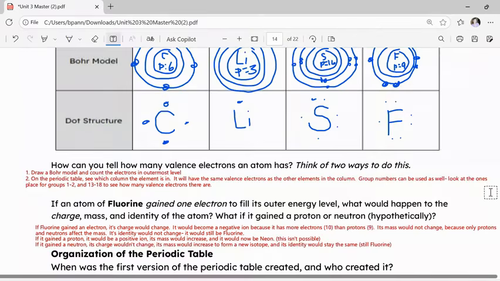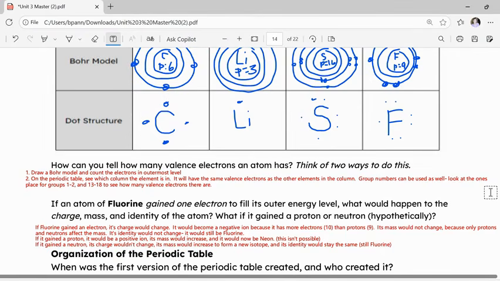Thinking about valence electrons, let's think of 2 ways to find how many valence electrons an atom has. The most common way that we've learned is to simply draw a Bohr model and count the electrons in the outermost level. We know how to do this for all elements up through number 20 on the periodic table. After that, the Bohr model rules change, and we haven't learned those rules yet.